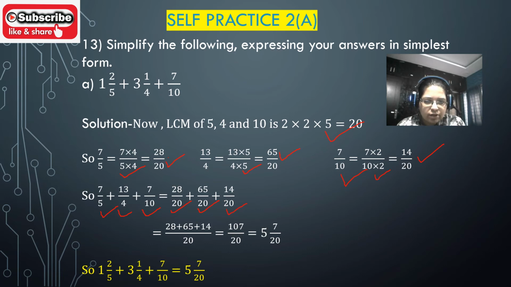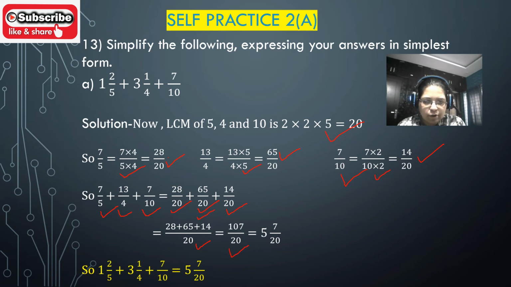Now we have to add this equivalent fraction. All denominators are equal, that is 20. These are called like fractions also. So we have to add the numerators: 28 plus 65 plus 14, divided by the denominator, that is 20. So 28 plus 65 plus 14 is 107 divided by 20.